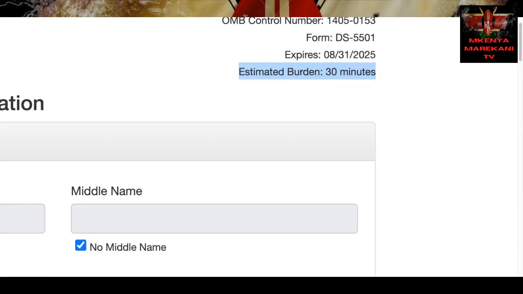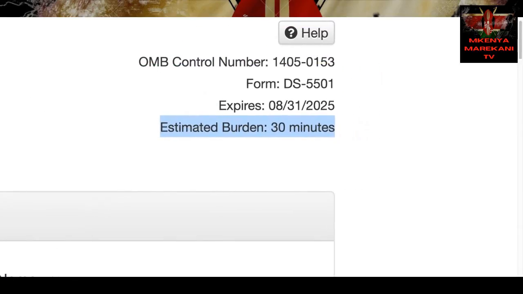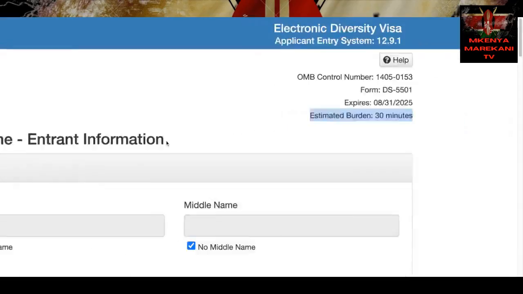30 minutes, okay? So if you're not done within 30 minutes on one form, like you're still wondering where R is, where T is on your keyboard, and your 30 minutes elapse, you will need to start again. You will refresh and start all over again. That's why I'm telling you it's good to fill these things from a laptop, because a laptop keeps the memory. I've never tried with a phone, but I know a phone does not do that. Come with me to my laptop.